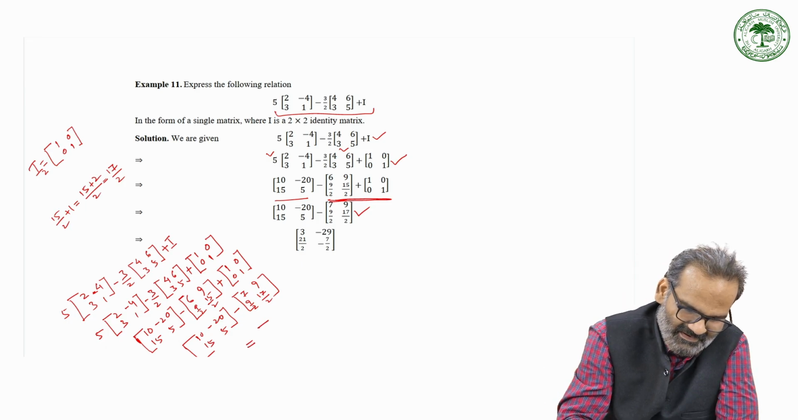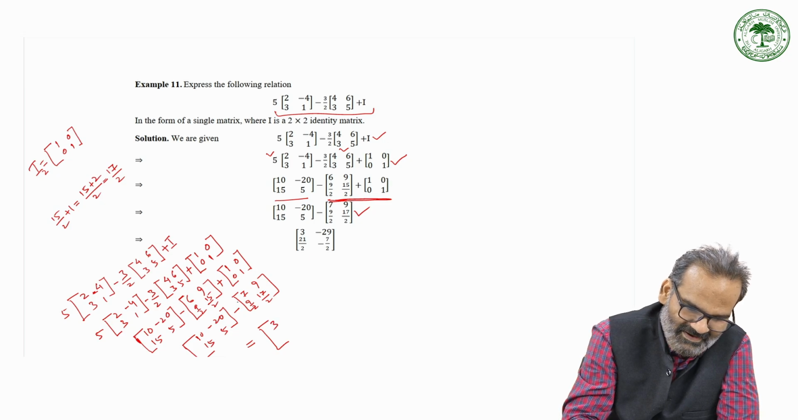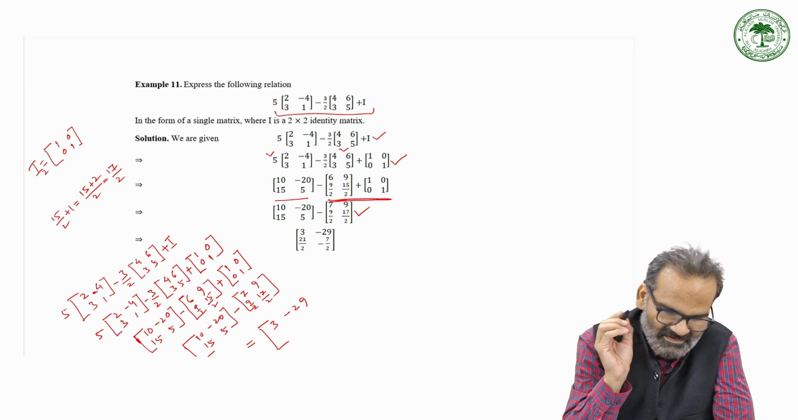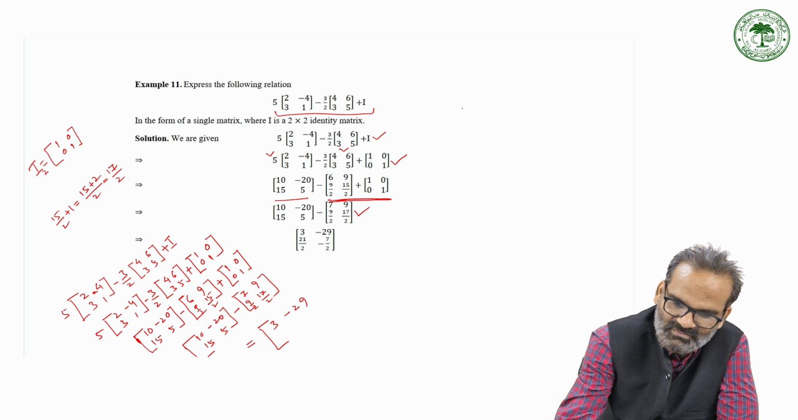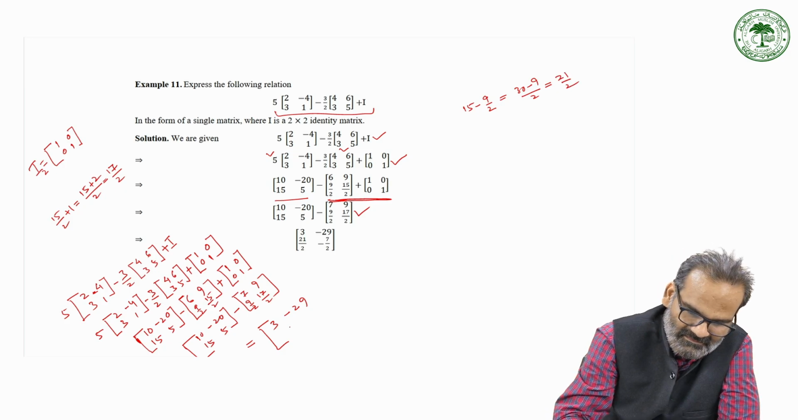See, I may write it here. 10 minus 7, that is 3. Minus 20 minus 9, you will get here minus 29, right? 15 minus 9 by 2. So what will you get here? 15 twos are 30, minus 9 by 2. What will you get? 21 by 2.